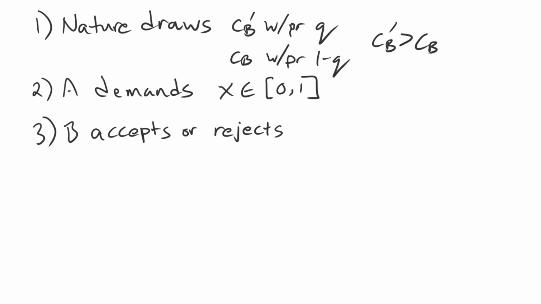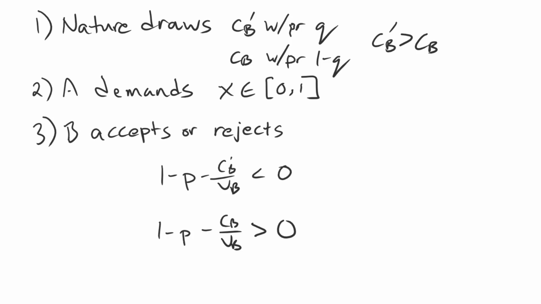The difference here is that last time we assumed that both the high and low cost types had positive values for war. Hence, it was the interior solution. This time, however, we're going to assume that the low cost type has a positive value for war, but the high cost type has a negative value for war. In other words, 1 minus P minus CB prime over VB, the high cost type's war payoff, is less than 0. Meanwhile, 1 minus P minus CB without the prime over VB is greater than 0. It has a positive war payoff.